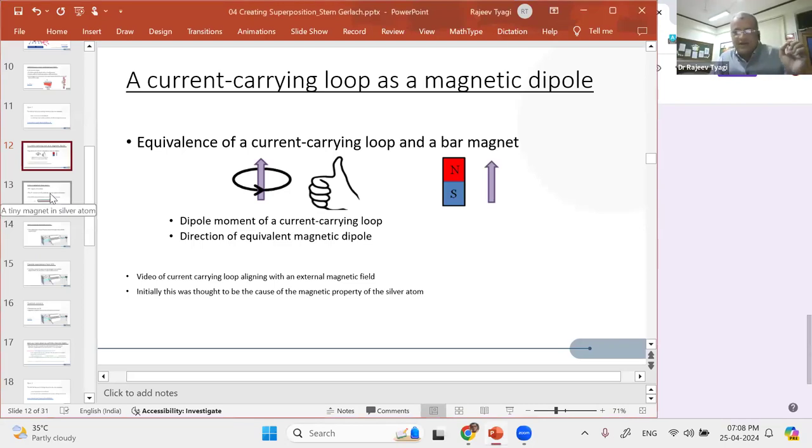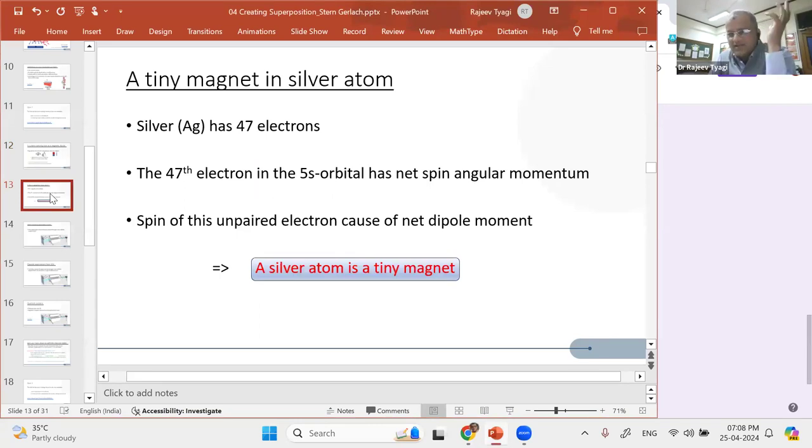Now, the silver atom, when heated and vaporized, behaves like a tiny magnet. Now, I'll briefly talk about what it is. The silver atom has 47 electrons. The 47th electron in the 5s orbital has a net spin angular momentum. The spin of this unpaired electron causes the net dipole moment. Now, this in itself is a complete chapter, or a complete book. Because it's not related to today's talk, I'm borrowing the result of it. And the result is that a silver atom, when it is heated and vaporized, is a tiny magnet. The cause of it is the spin of that unpaired electron. But the net outcome is that the silver atom is a tiny magnet, and so it will have a dipole moment.